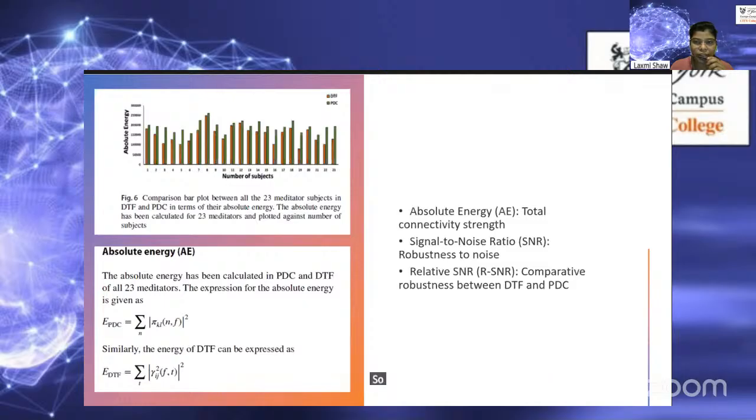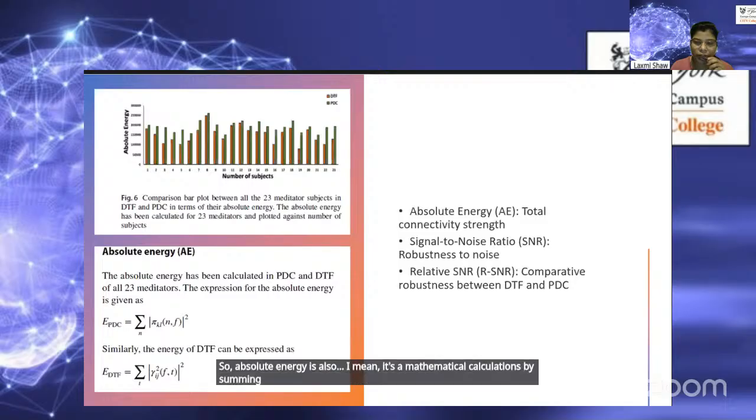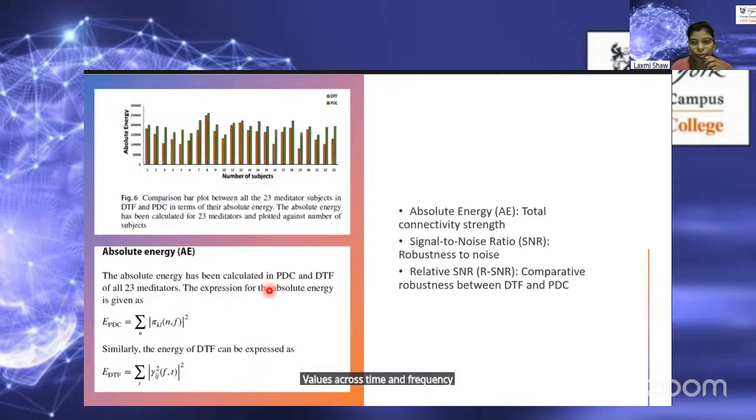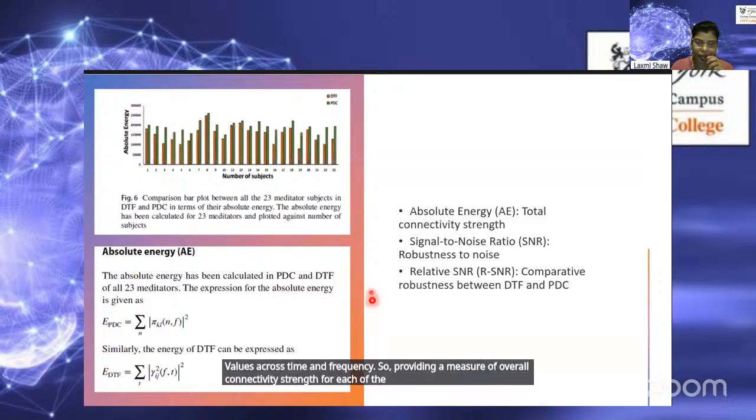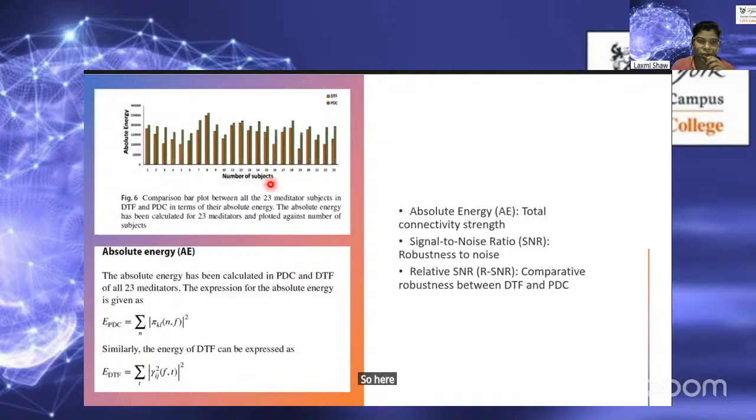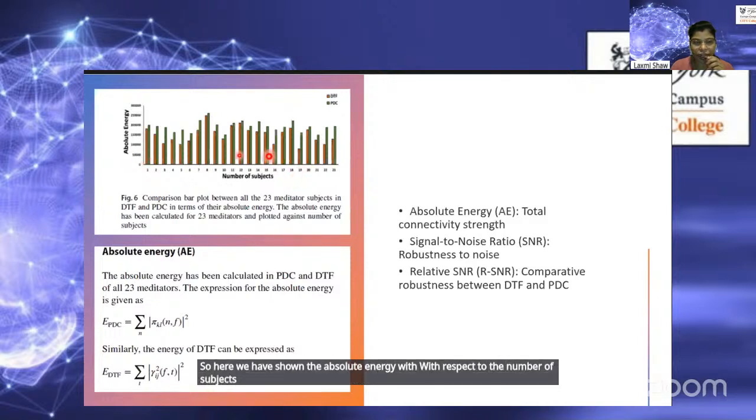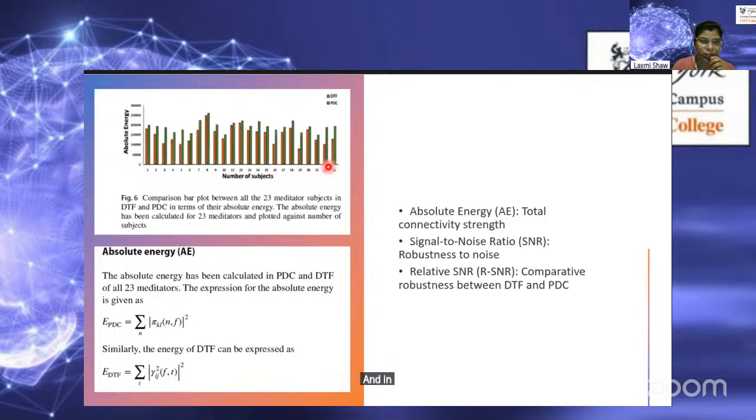Absolute energy is a mathematical calculation made by summing up the squared magnitude of PDC and DTF values across time and frequency, providing a measure of overall connectivity strength for each estimator. Here we have shown the absolute energy with respect to the number of subjects, 23 subjects. In most of the cases, the PDC's energy, the information content in the case of PDC, is higher.